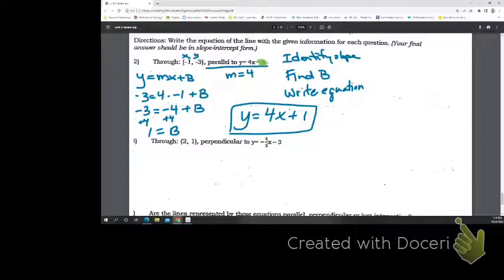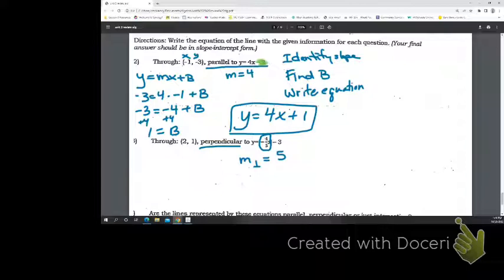And then in the next one, same kind of problem, except now when we identify the slope, we have to do a little more work because it says it's perpendicular. Perpendicular, and this is this slope. So I'm going to change the sign and flip it over. So it becomes positive, and when I flip over 1/5, I get 5. You could write 5 over 1, but it's going to be easier in our equation if we just make it 5.